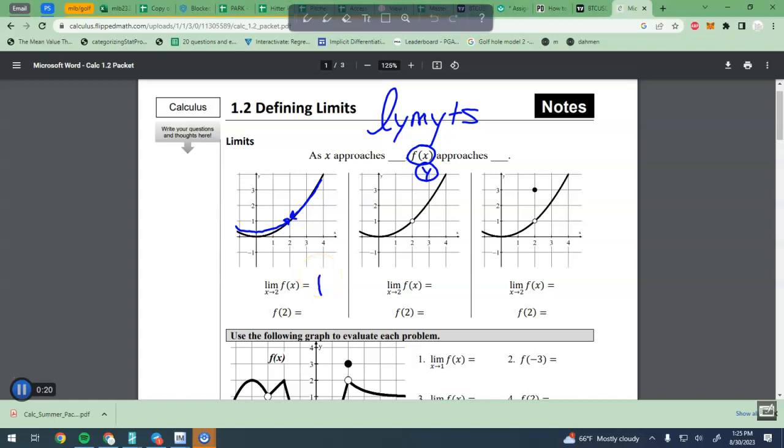All right. f of 2. I'm telling you the x value is 2. What is the actual y value at that point? Sometimes that's the same as the limit, and sometimes it's not. In this case, it is. If I said when x is 2, what's y, you would tell me 1.